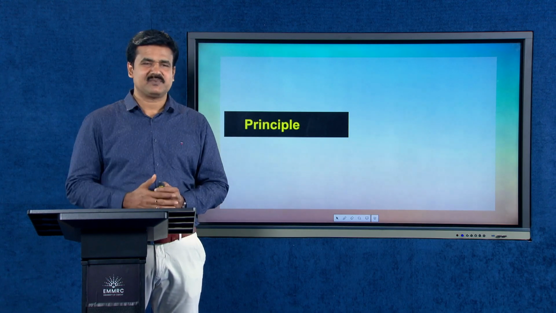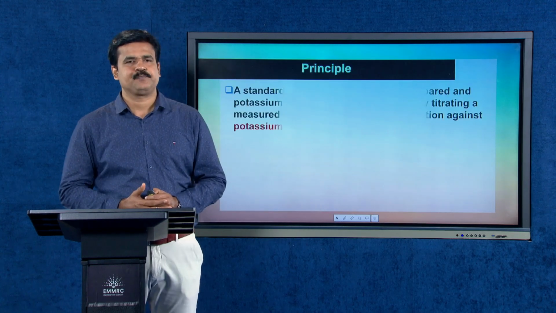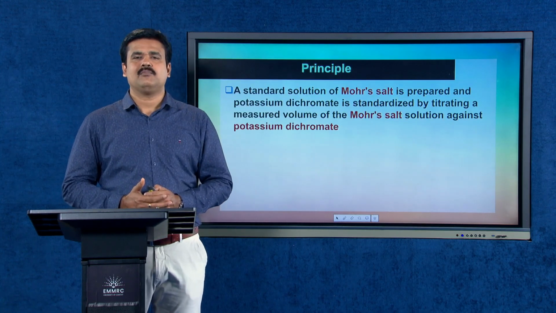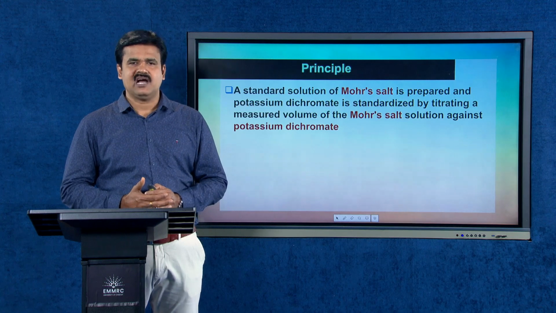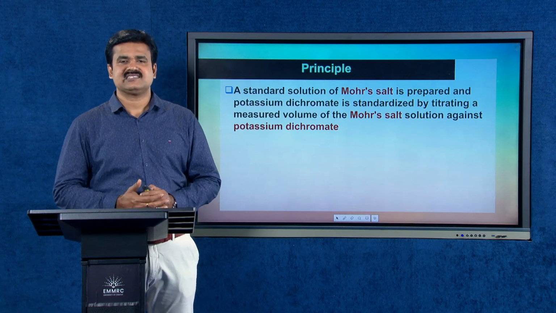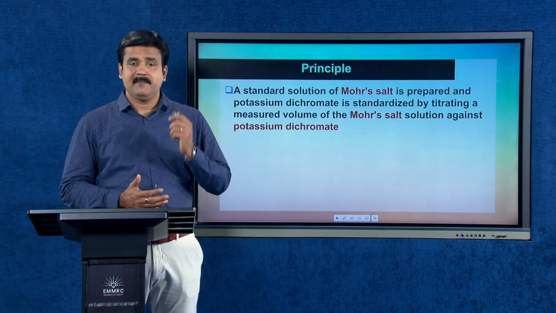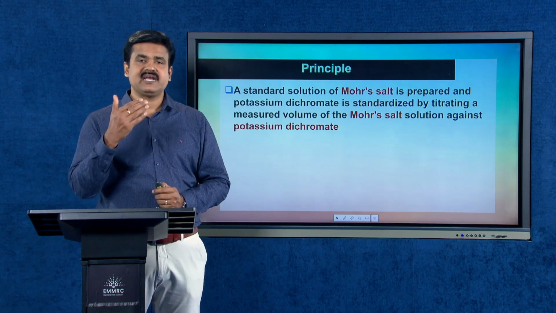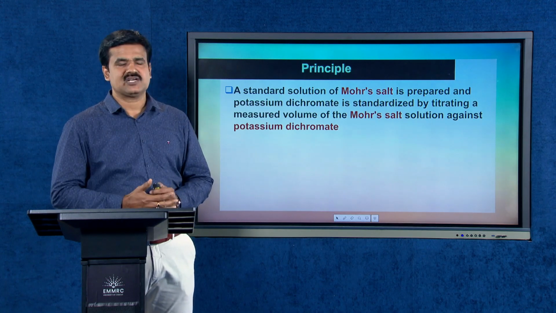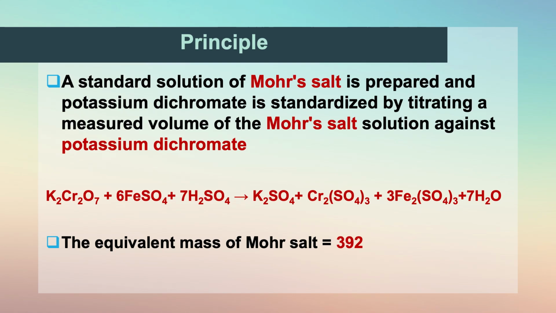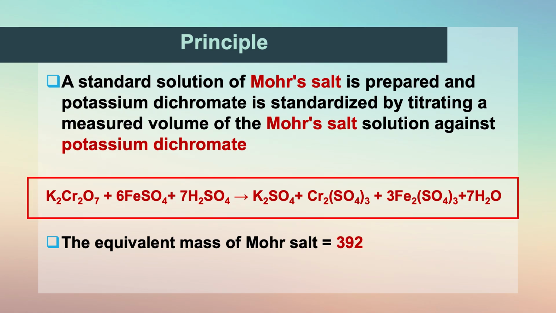We can now enter into the principle of the present experiment. A standard solution of Mohr's salt is prepared and potassium dichromate is standardized by titrating a measured volume of the prepared Mohr's salt solution against potassium dichromate. This is the reaction responsible for the standardization of potassium dichromate. K2Cr2O7 plus 6FeSO4 plus 7H2SO4 gives K2SO4 plus Cr2(SO4)3 plus 3Fe2(SO4)3 plus 7H2O.